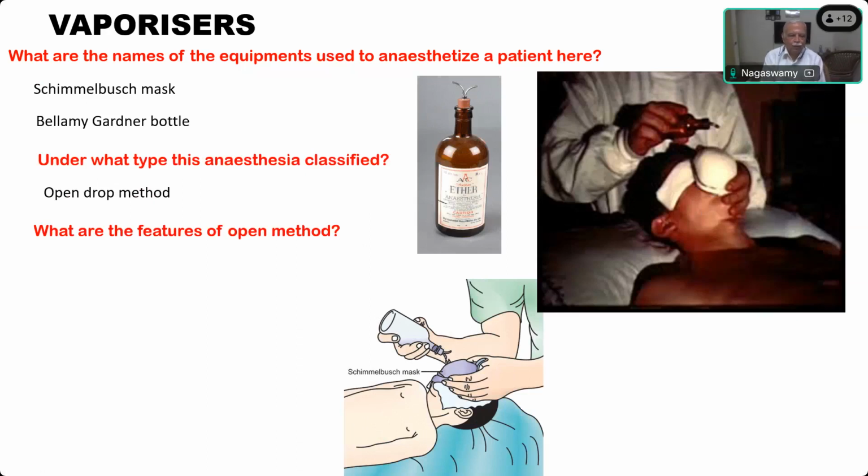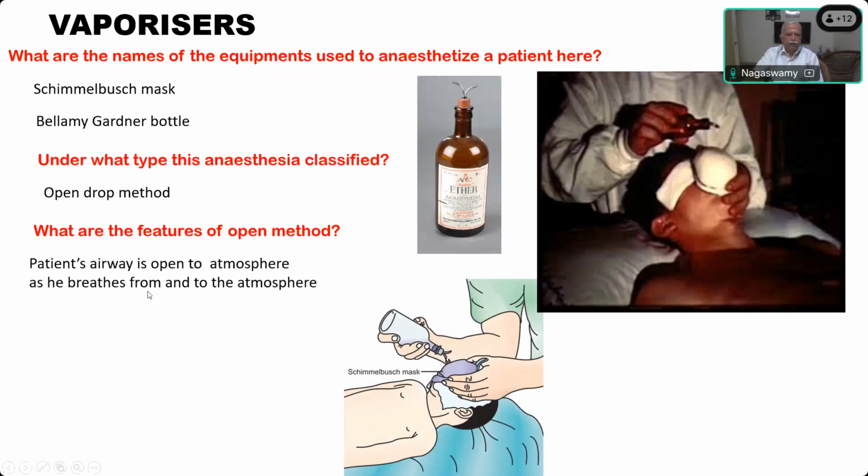So the patient is open to the atmosphere. He breathes in from the atmosphere and breathes out to the atmosphere. That is why it is called open method of anesthesia. There are no separate carrier gases supplied. The patient's airway is open to the atmosphere, and the volatile agent is vaporized by the atmospheric air by the patient's own respiration. Okay, that is why. And why does this Schimmelbusch mask have such a thick covering of gauze pieces?